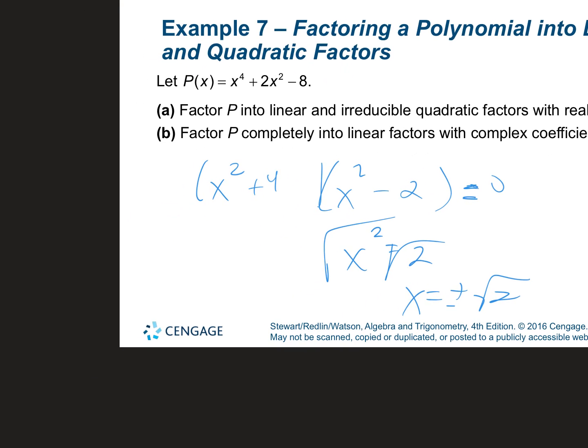But here, if I move the 4 over, I have x squared equals negative 4. When I take the square root, I get x equals plus or minus 2i. So irreducible over the reals means you would just leave it like this in its factored form. That's all that means.